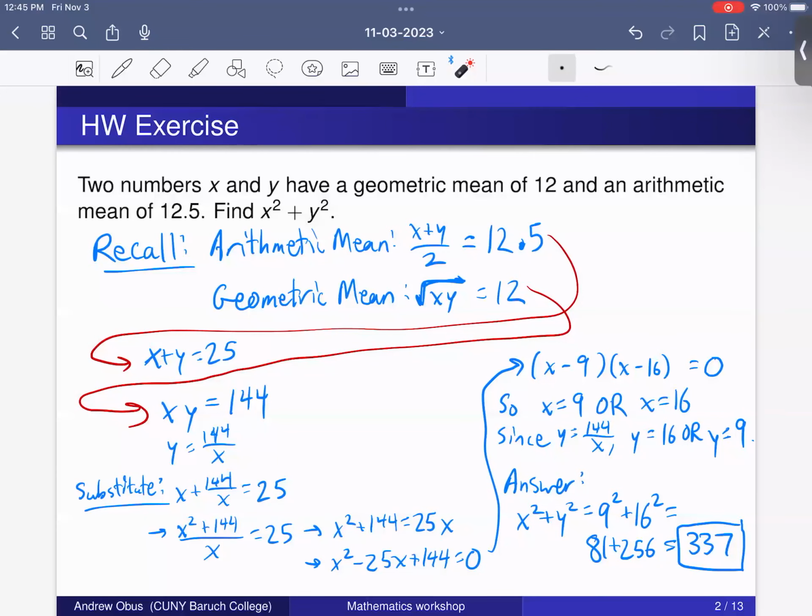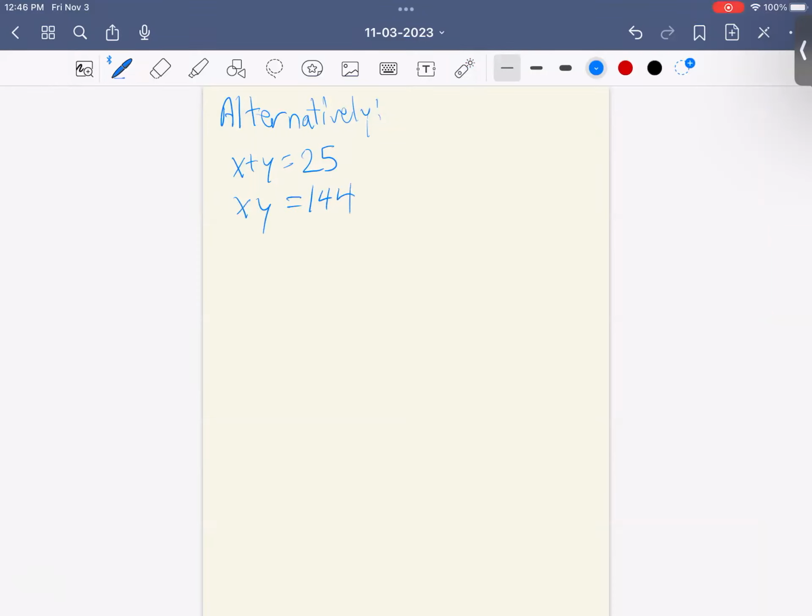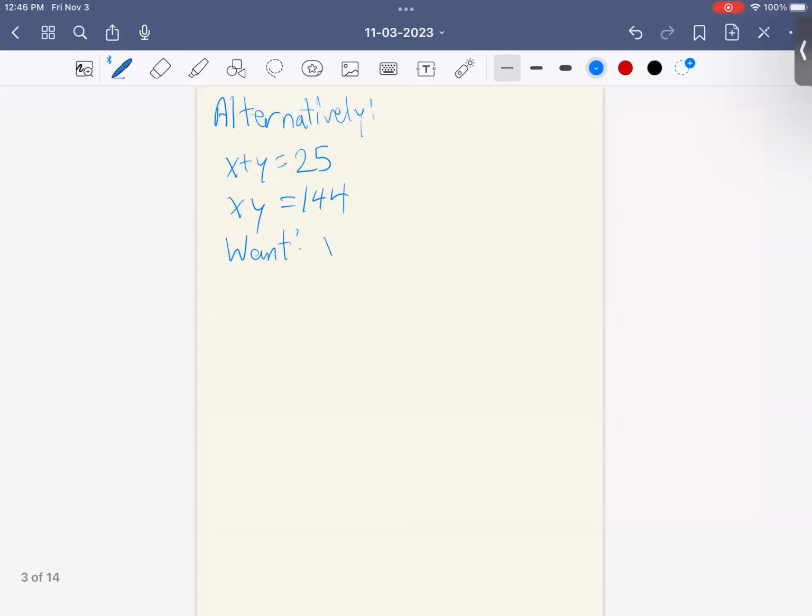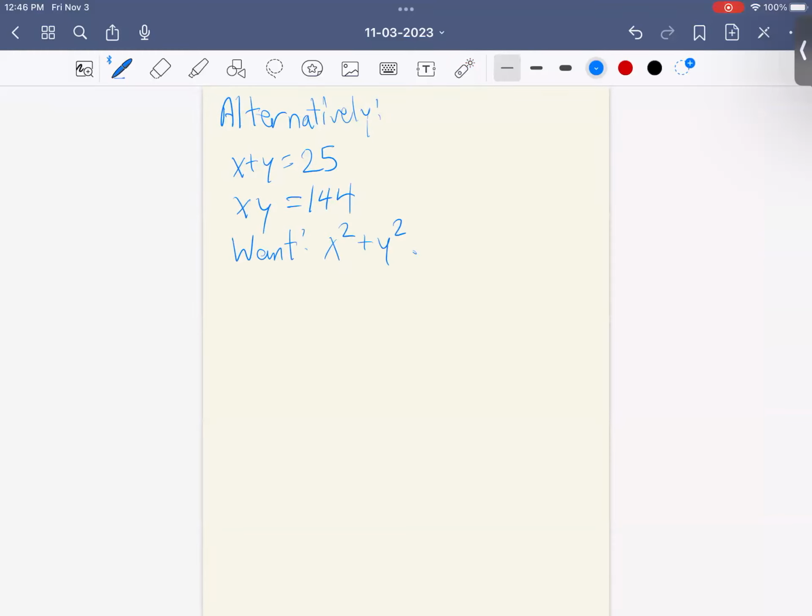Let me just do a new page. I'll say alternatively. So alternatively, we know x plus y equals 25, and we know xy equals 144. And we want x squared plus y squared, right? So what's a way to get that without actually solving for x and y individually? It's by squaring x plus y equals 25.